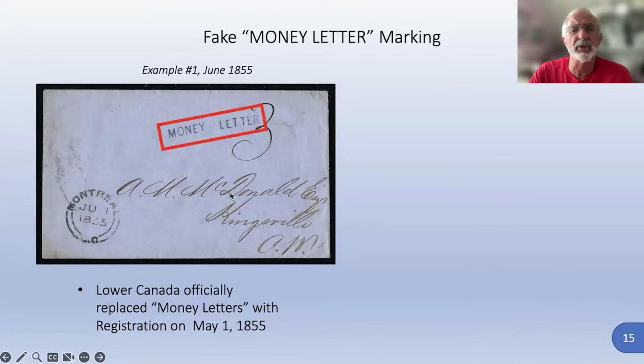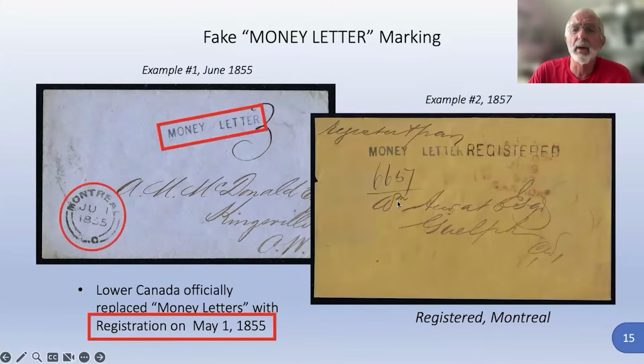There are 6 approved official money letters from Montreal. Here's another one, another fake money letter cancel. Somebody's applied it to a cover afterwards. This is 2 years later again, 1857. They put a money letter and registered.